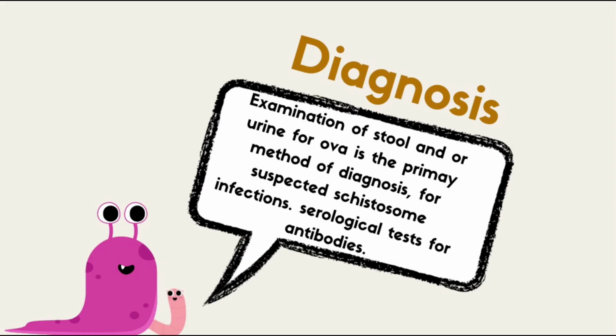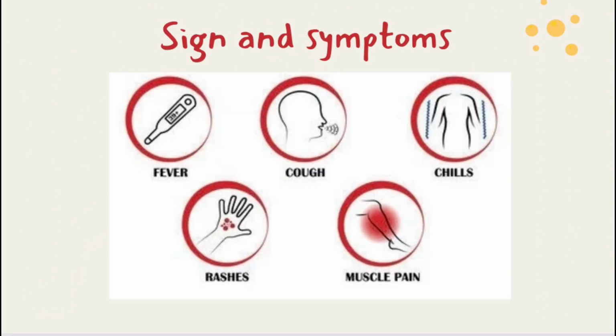And next is the diagnosis. Examination of stool and/or urine for ova is the primary method of diagnosis for suspected schistosome infection. Serological tests for antibodies. Then the signs and symptoms, which are fever, cough, chills, rashes, and muscle pain.